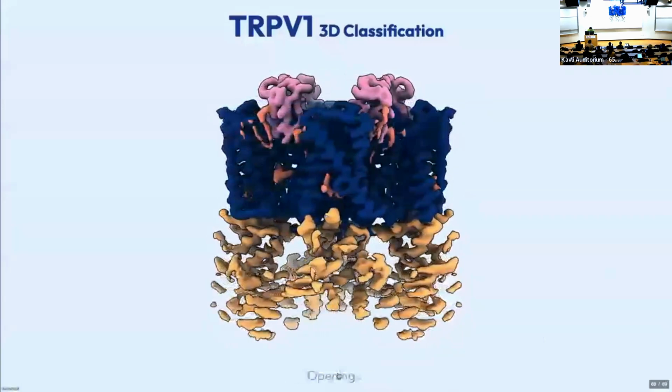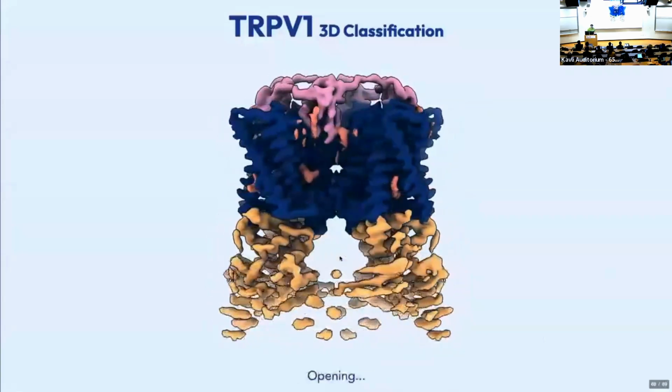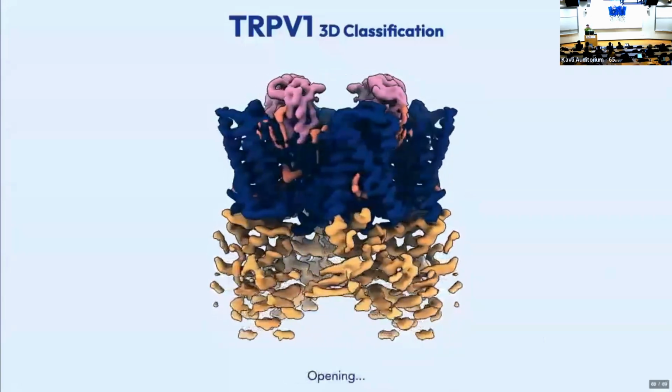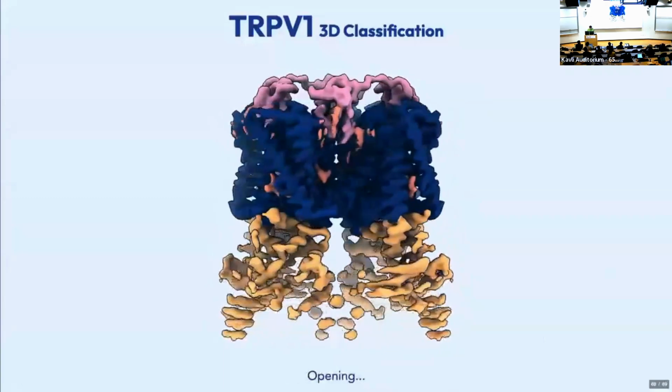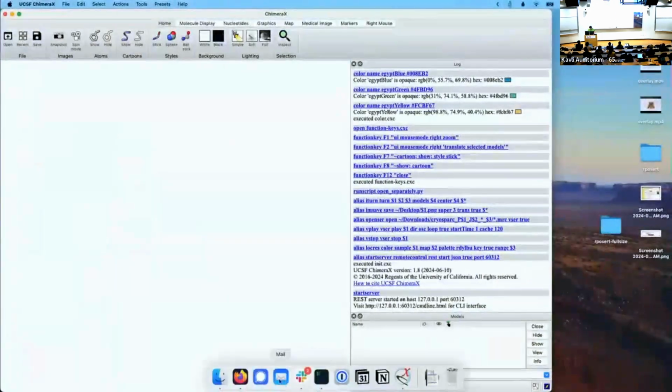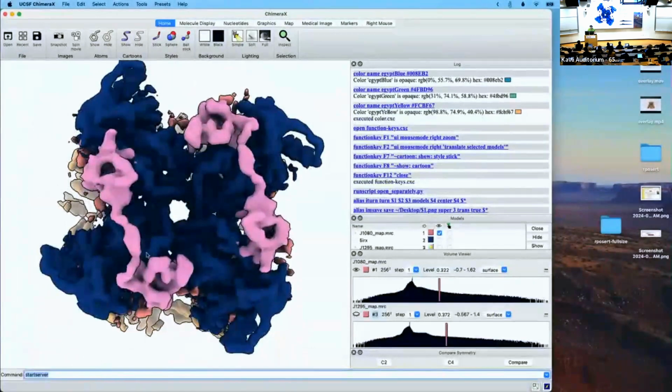I really wish this, let's see. Ooh. You see the linkers are actually C2 symmetric, right? We've lost those two that are bridging in the place they shouldn't be. Okay. So we see these two linkers here, right? And this is because we did that classification, rotation, local refinement, all right?